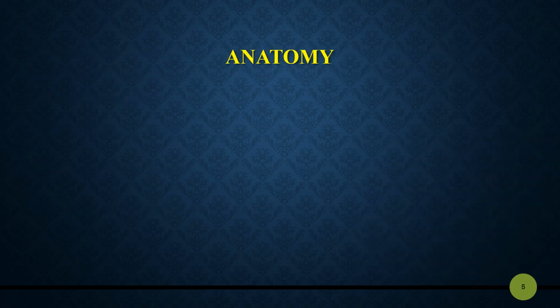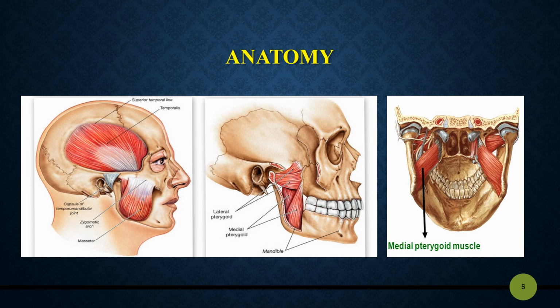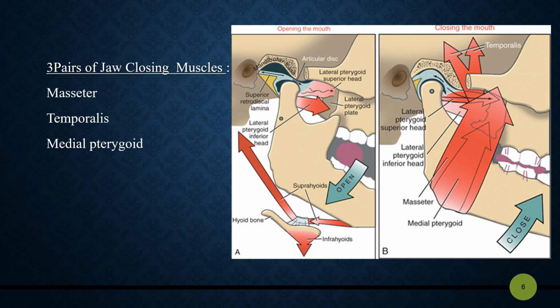A thorough knowledge of the anatomy of the muscles of mastication and the movements of the temporomandibular joint aids in understanding this clinical symptom. Now let's get back to our anatomy and recollect what the muscles are which elevate the mandible, that is, the muscles that close the mandible. So basically, there are 3 pairs of jaw closing muscles. These include the masseter, temporalis, and the medial pterygoid.